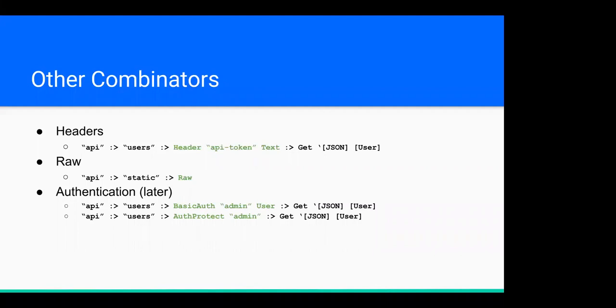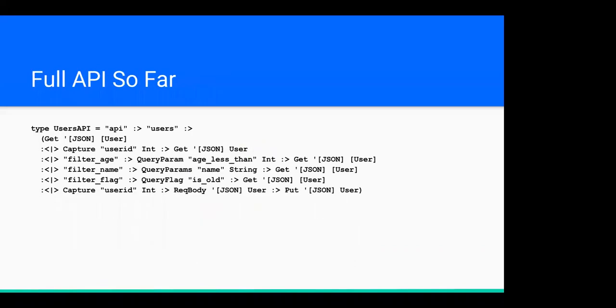So there are a few other combinators. You can put headers in your endpoints. These will show up as a Maybe Text in your server-side handler. You can also have raw endpoints. This is what you want to do if you're serving, say, CSS or JavaScript files. You would basically point the endpoint to that file, and you would return that file. And then in the latter part of the presentation, we're going to talk about a couple of different authentication combinators, and we'll get more in-depth about those. So this is what our full API looks like at the moment. And now we're going to move on to client functions. Are there any questions?